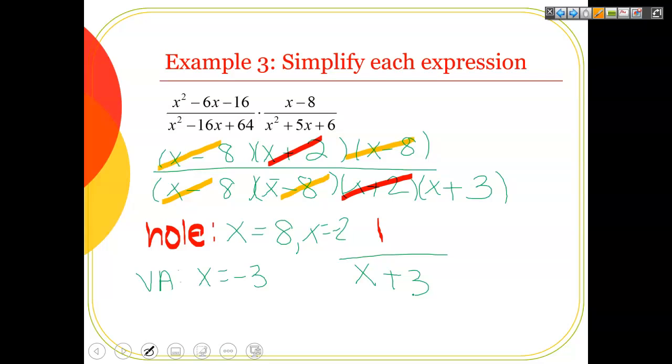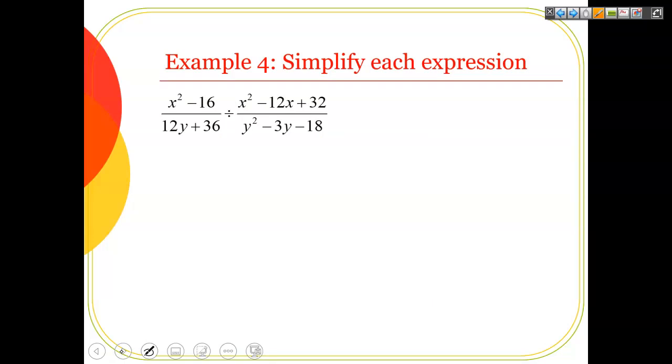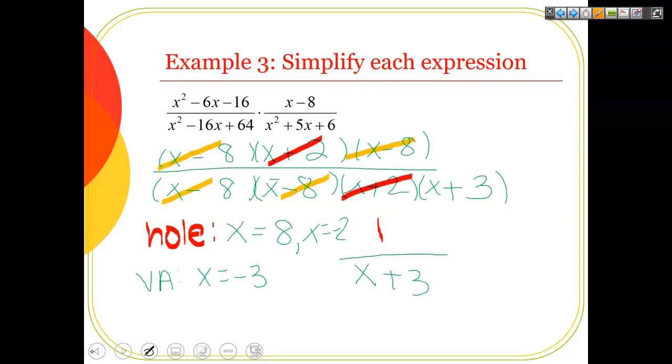Now, if your bottom is a number and no variable, no vertical asymptote, because there's not a time that it can be zero. So like I said, the only difference from here to what we're doing today is that you have to change division to multiplication and flip the second fraction. That's it.